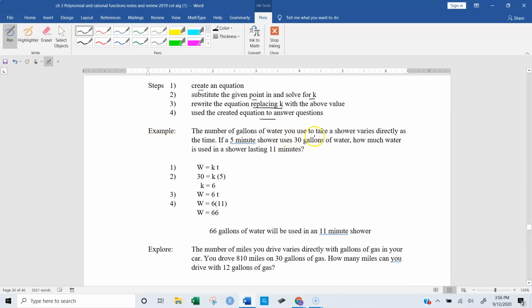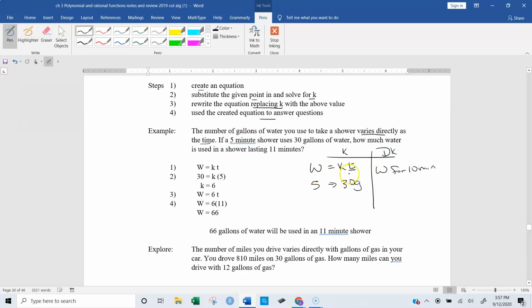All right, the number of gallons of water used to take a shower varies directly. So this is what I know. I know water varies directly, so that means it equals k times something, as time. So directly means I multiply here. I am given a 5-minute shower uses 30 gallons of water. How much water is used to take a shower that lasts 10 minutes? So I need to know the water for a 10-minute shower is what I don't know.